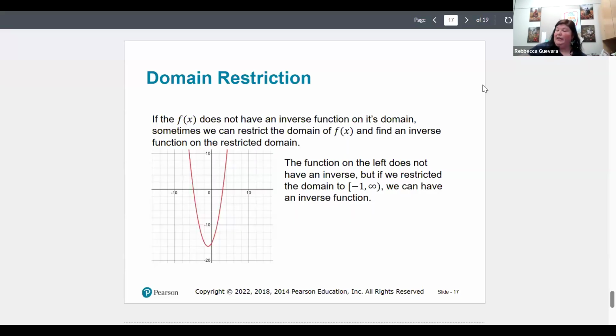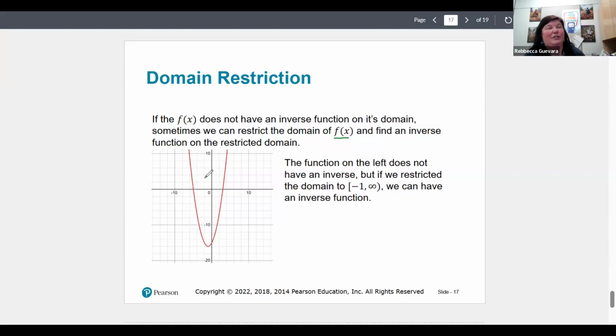So remember this whole thing about how we don't have an inverse on the domain of f? So we're going to talk about restricting domains. If f does not have an inverse function on its domain, sometimes we can restrict the domain of f and find an inverse function on the restricted domain.